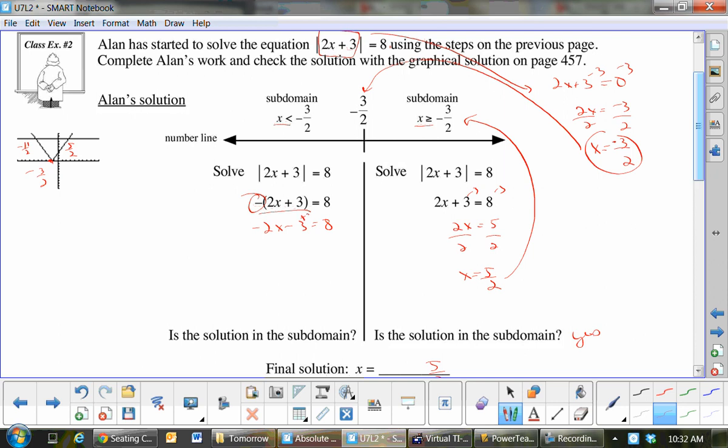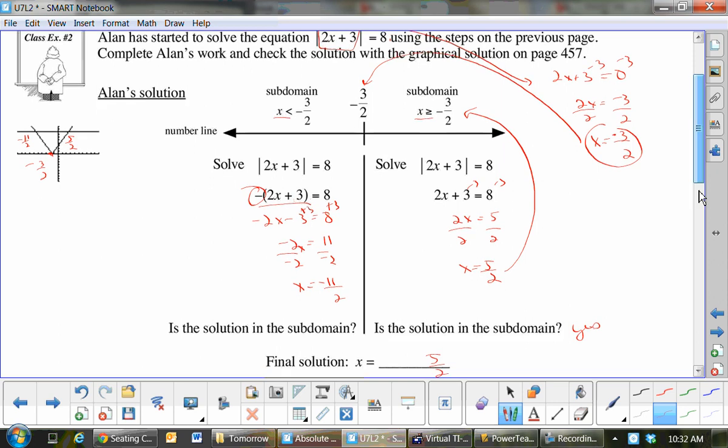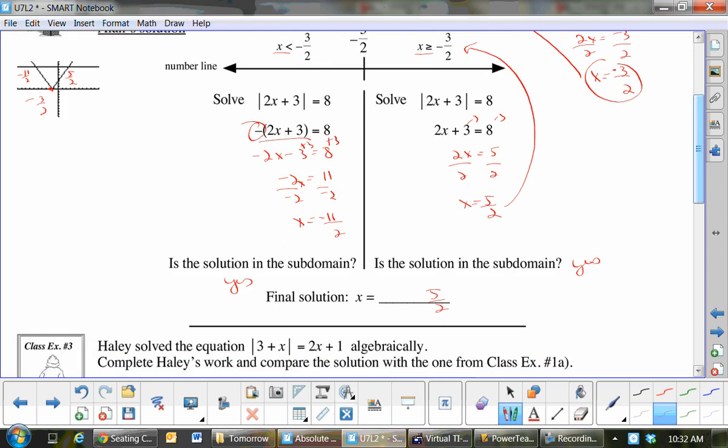We'll add 3 to both sides. Negative 2x equals 11. Then divide by negative 2. X equals negative 11 over 2. Is that in the subdomain? That's negative 5.5. Is negative 5.5 less than negative 1.5? Yes. So this is also a solution.